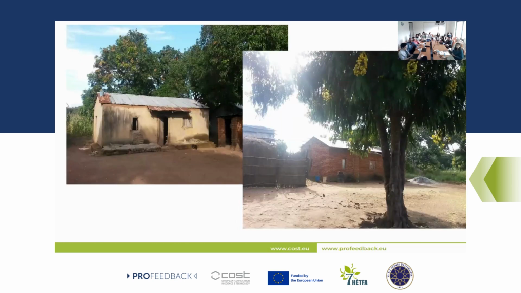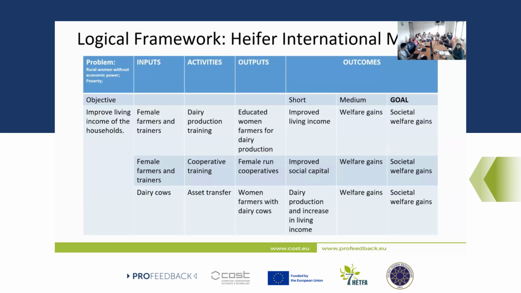They have changed from these houses to this type of brick houses because of this project. So that is also a visible result. Of course, talking about visible results is not enough. We have to make some quantitative analysis to see whether the living income increased over a certain level.